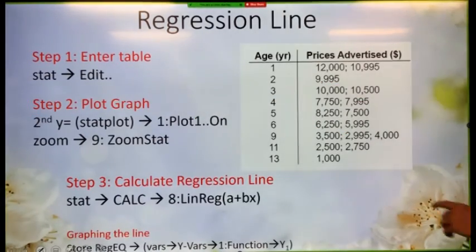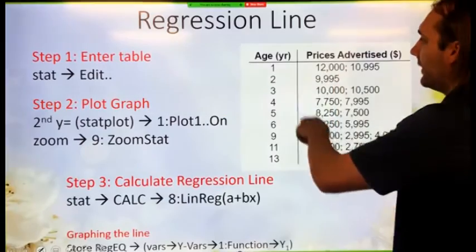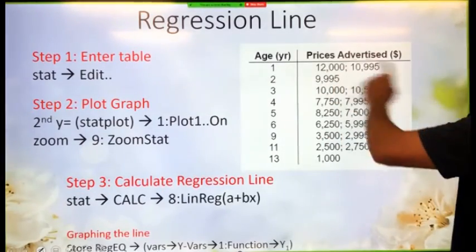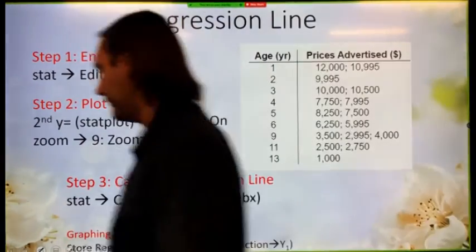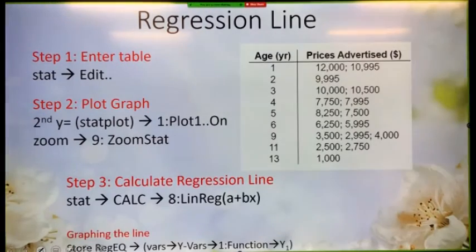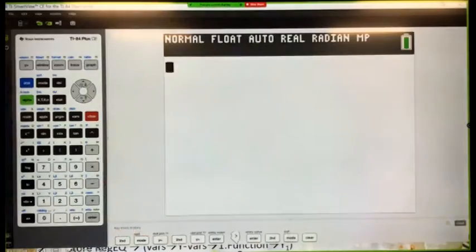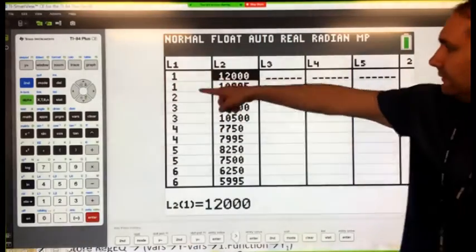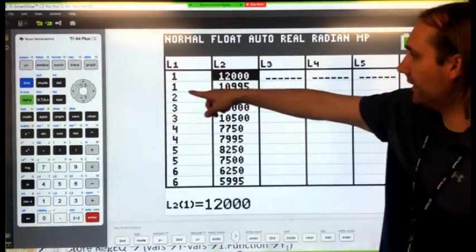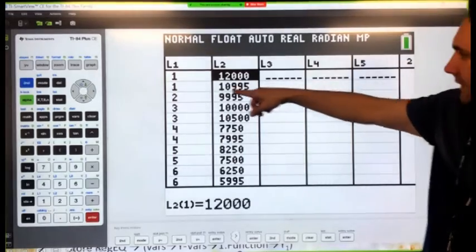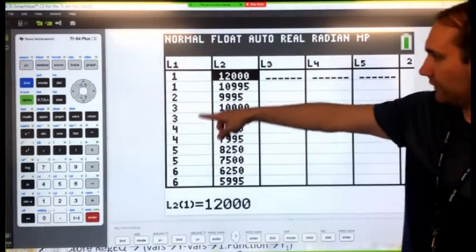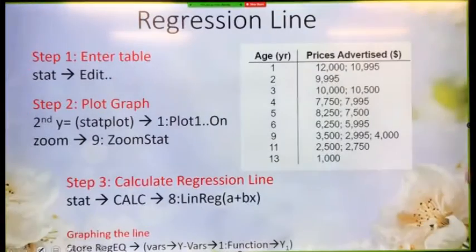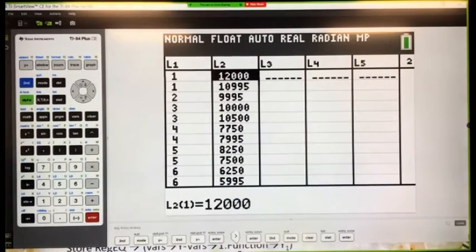Now note, there are different ones here. So I have one for 12,000 and one for 10,995. So make sure you type that in correctly. So in Stat Edit, you should have two ones for 12,000, another one for 10,995, and 2 threes. So enter this data. Okay, so your data should have been entered into the table now.